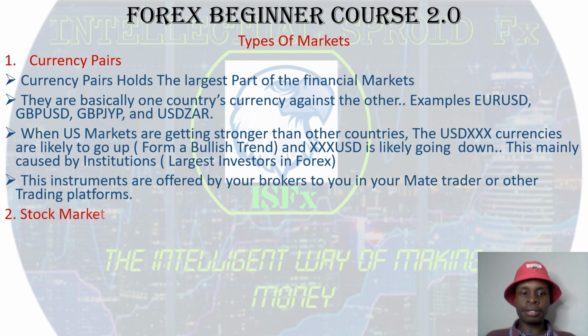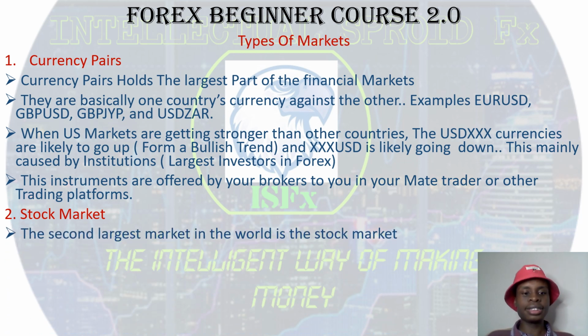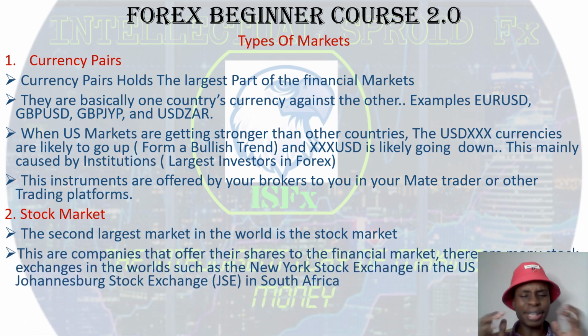Yes, let's move on. So now the second one is the stock market. The stock market, of course, is the second largest market in the world, consisting of many companies. These are companies that offer their shares to the financial market. That means they place their shares publicly for people to buy or sell, something like that.